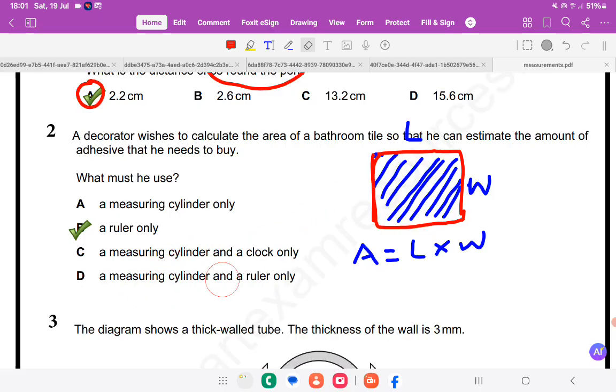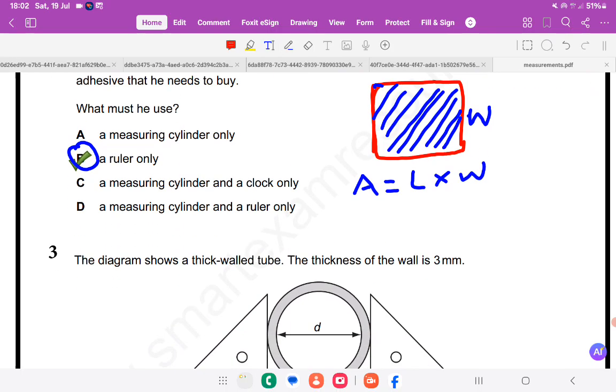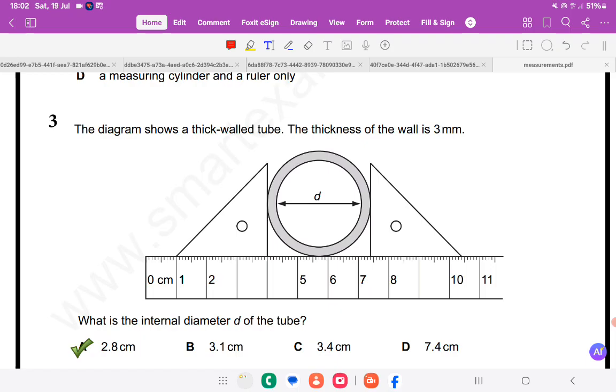A measuring cylinder and a ruler only? No. A ruler, yes, but a measuring cylinder, no. So the correct answer is B. A ruler only can be used to measure the length, and then you calculate the area by simply multiplying the length and the width.